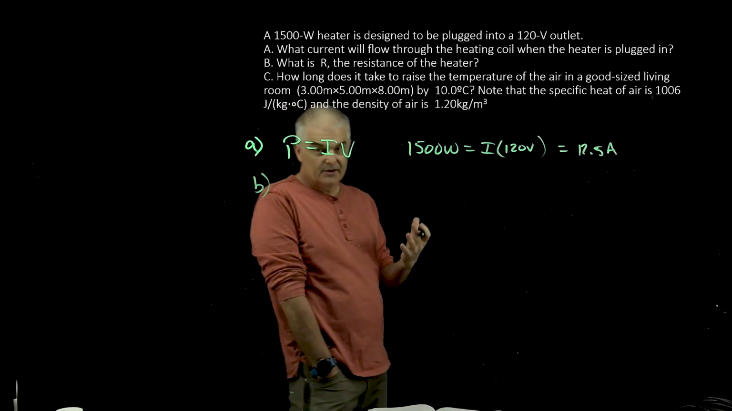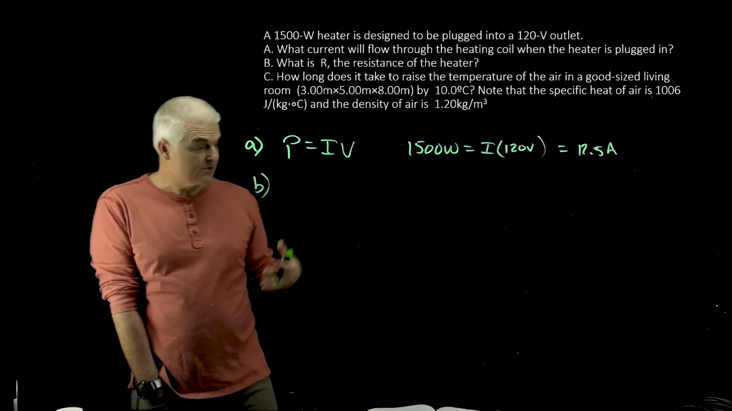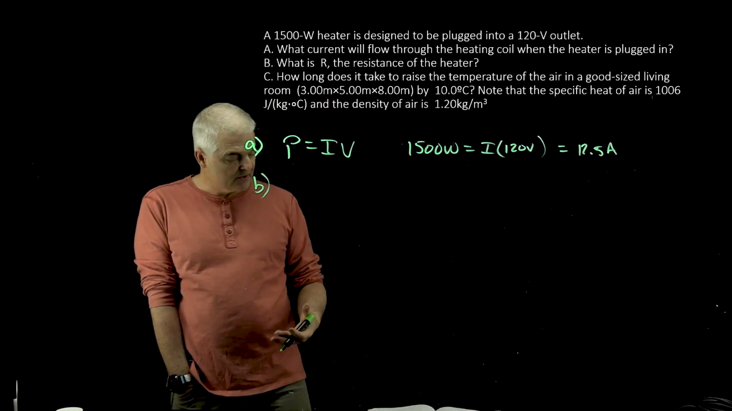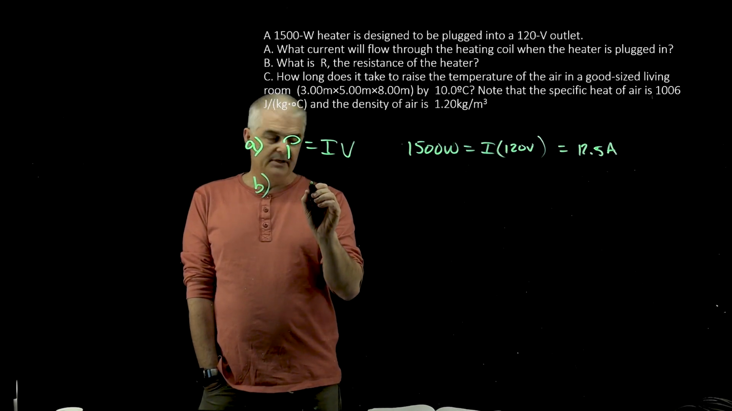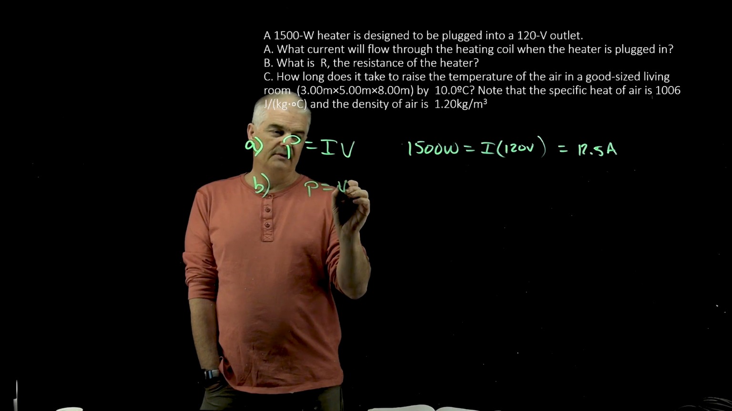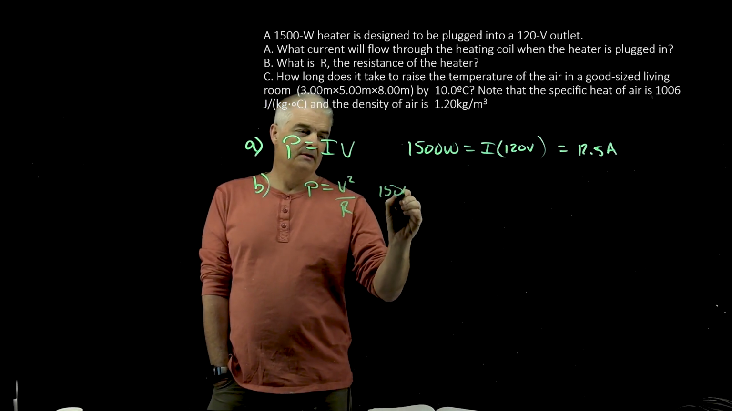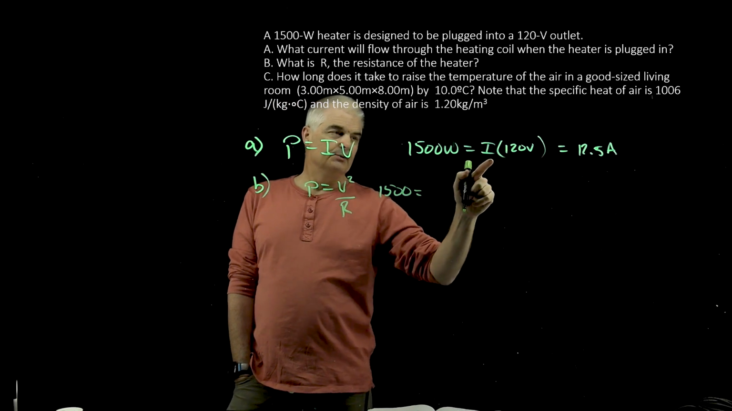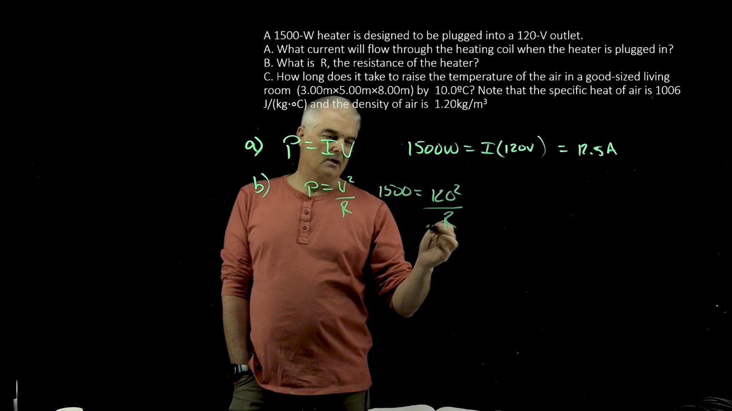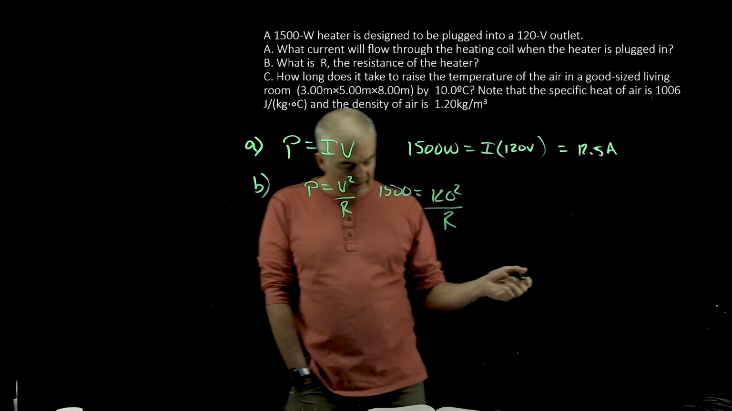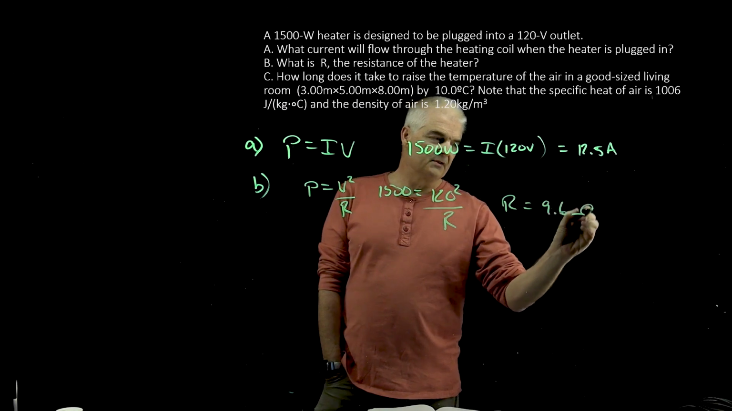Letter B, a little trickier. Letter B is asking for what is the resistance. So we're going to pull back from one of our equations. Look at the equation sheet if you don't remember. I can use the equation P equals V squared over R. Well, the power is still 1500, equal to 120 squared over R. I do algebraic manipulation and I get R is equal to 9.6 ohms.